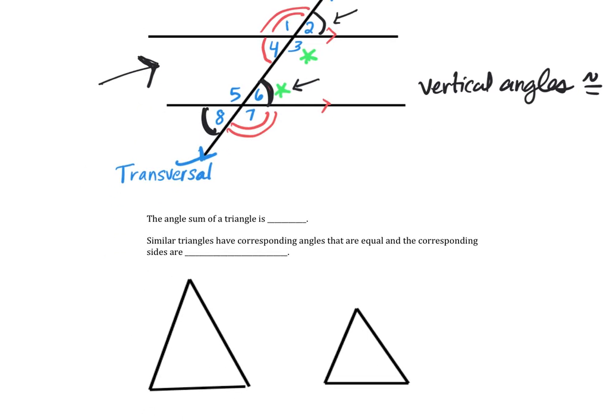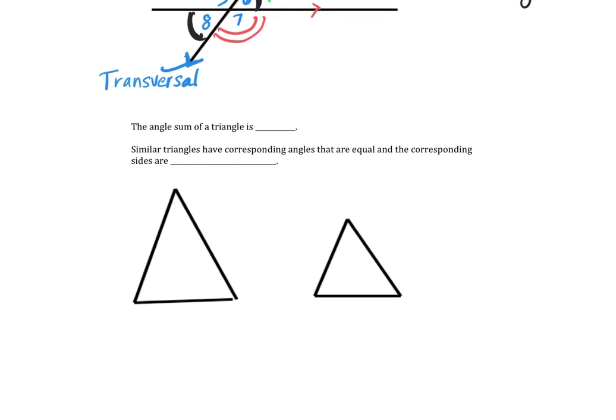We've got this thing called the triangle sum theorem. The triangle sum theorem says that all of the angles in a triangle add to 180 degrees. As an example, if I had a 30-degree angle and a 60-degree angle, then the other one would have to be 90, right? They have to add to 180 degrees. Similar triangles have corresponding angles that are equal, and the corresponding sides are what we call proportional.